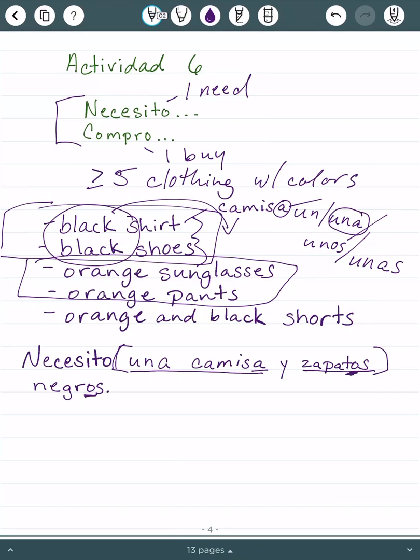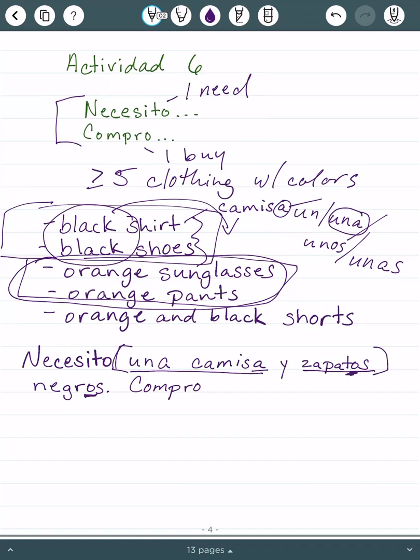So now I can move on. I could add another one in there, or I can maybe start with my other verb. So I need a black shirt and black shoes, basically. I buy, compro, and I'm going to do the same thing here. Orange sunglasses and pants. And again, I could say I need orange sunglasses and orange pants.